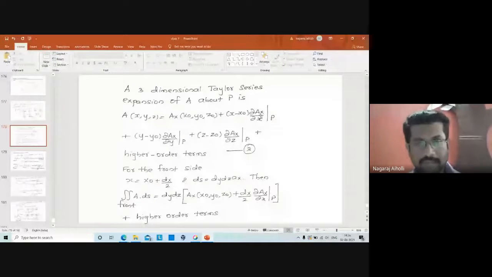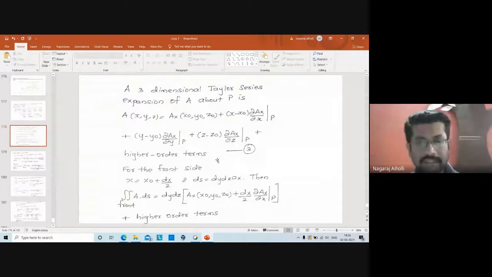Plus y minus y naught of dou Ax by dou y with respect to point P, plus z minus z naught dou Ax by dou z with respect to point P, plus the higher order terms. Higher order terms will be the second derivative, third derivative, like that. For the time being, we'll write them as plus higher order terms. Take it as equation 3.